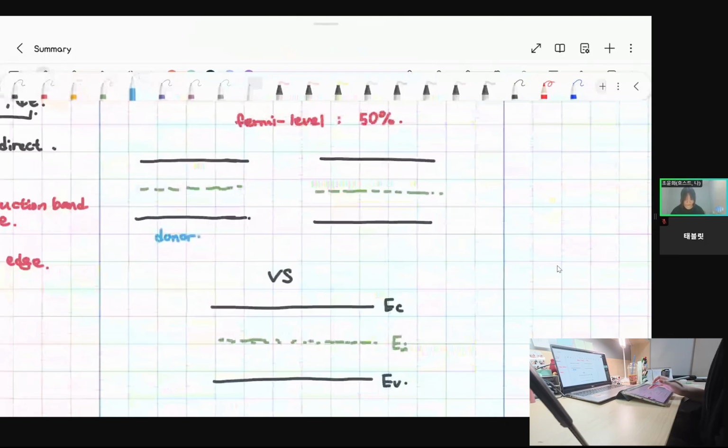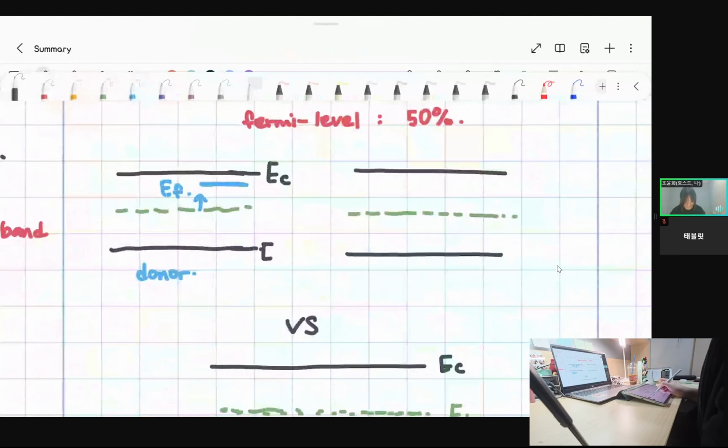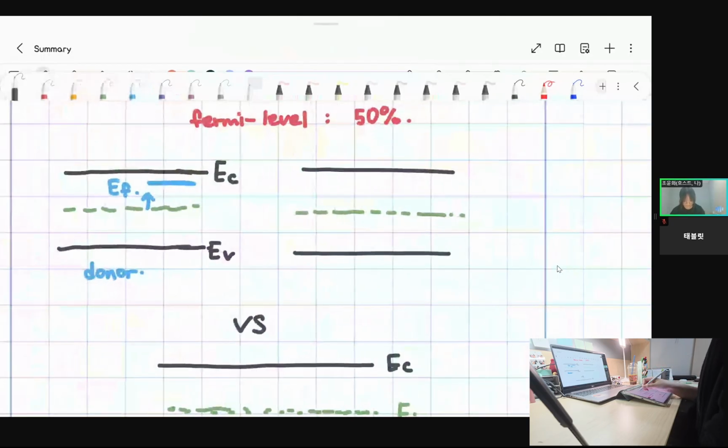For the donor case, the Fermi level goes up, so the gap between the conduction band edge and the Fermi level is narrowing. In the acceptor case, the Fermi level goes lower.